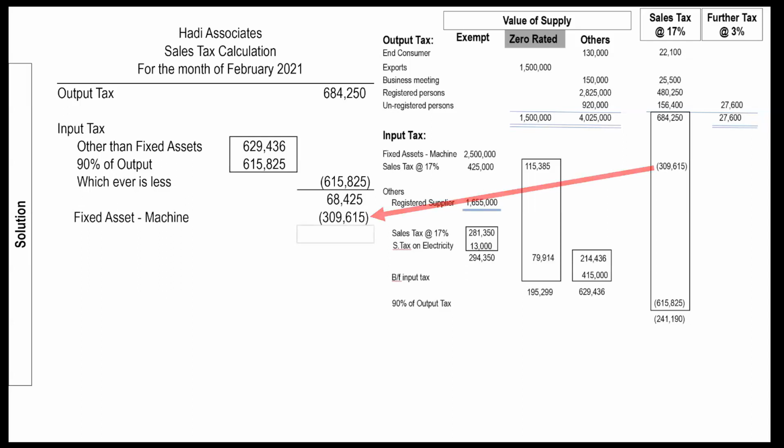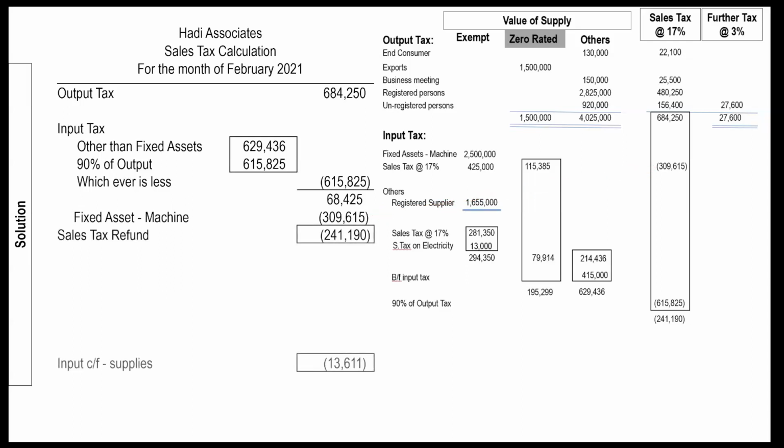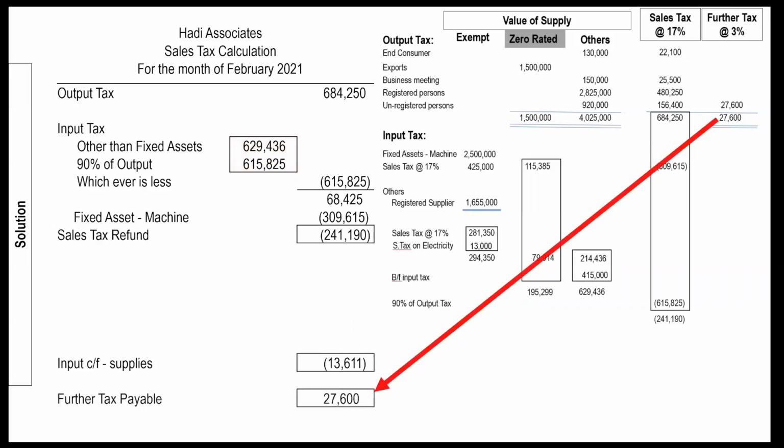Mention refund amount. Some input tax will be carried forward. This will be worked out from difference of these figures. Mention further tax payable. Mention refund on 0-rated items.